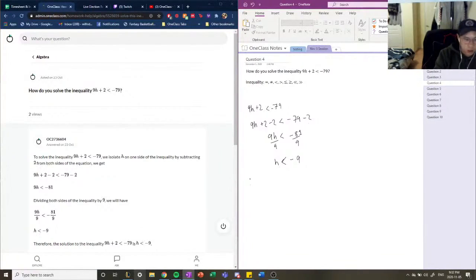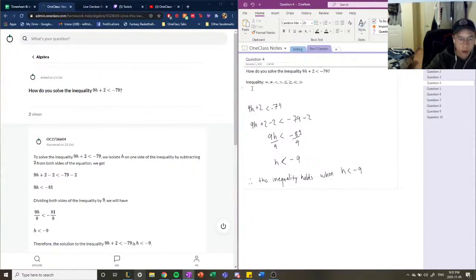Okay, so the inequality holds when h is less than negative 9.